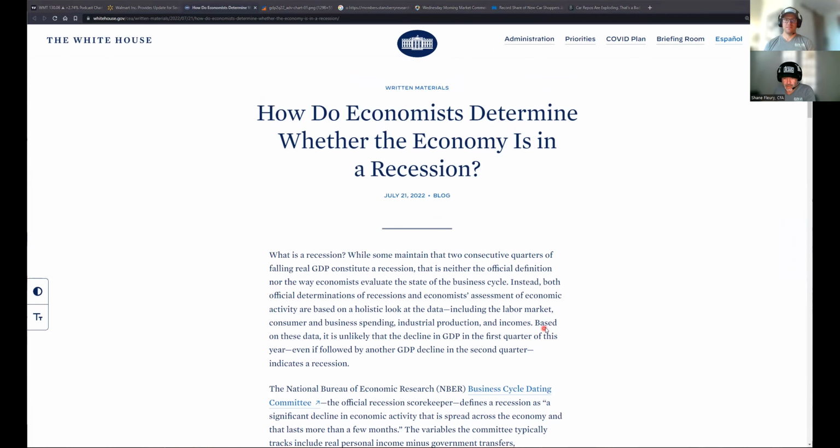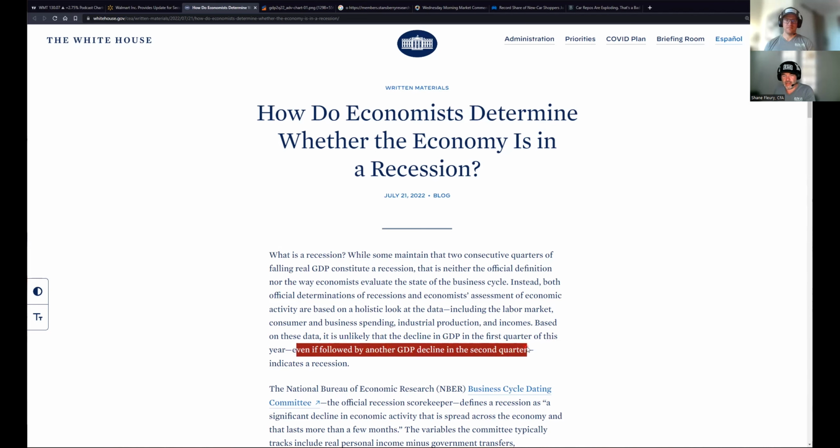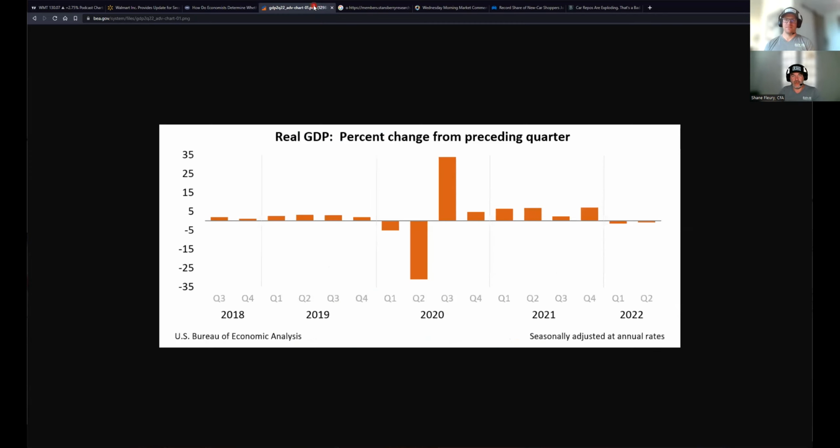This is funny. It says, based on this data, it is unlikely that the decline in GDP in the first quarter of this year, even if followed by another GDP decline in the second quarter, indicates a recession. So they were front running the number, which I'm sure they knew. And this morning we got the number, which shows over here quarter one and quarter two below the gray line, so both of them were negative.